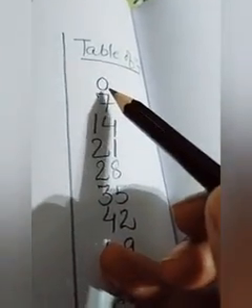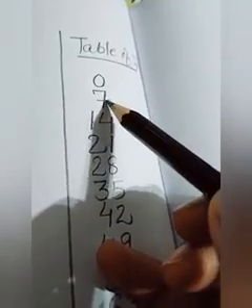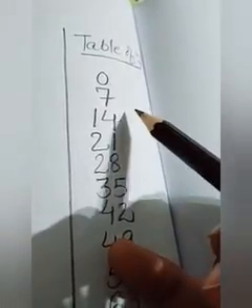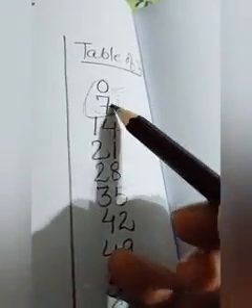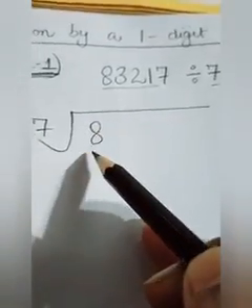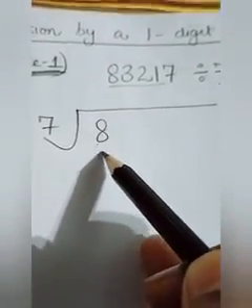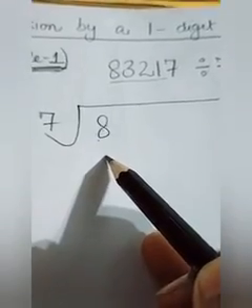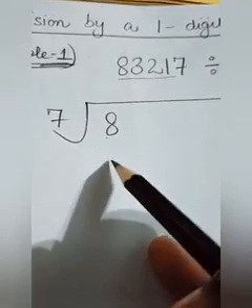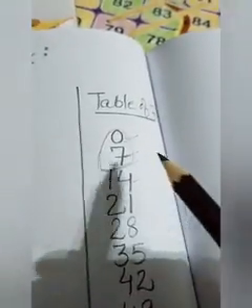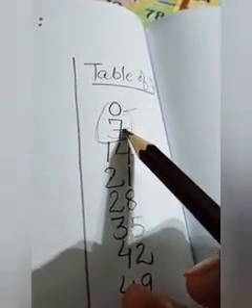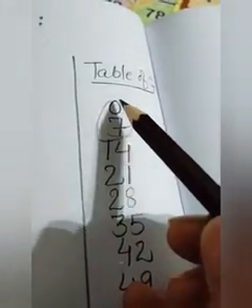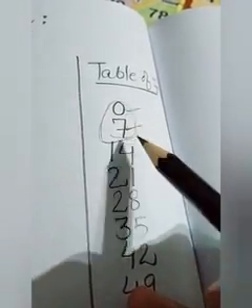Now we will observe the table of 7. Yes, 7 zeros are 0, 7 ones the 7, 7 twos the 14. Means out of these, 0 and 7 we can write here under 8. Why? Because here we have to do subtraction, so we need a number that must be less than 8. So here are the two numbers that are less than 8, 0 and 7. We will not take the first number, we will take the second number.